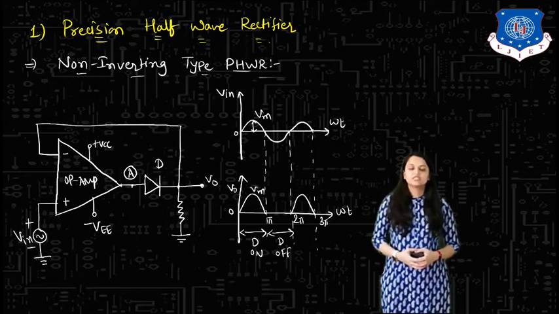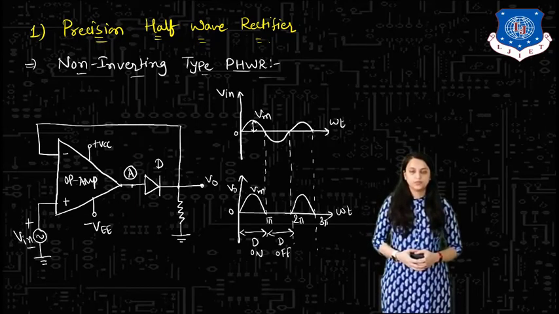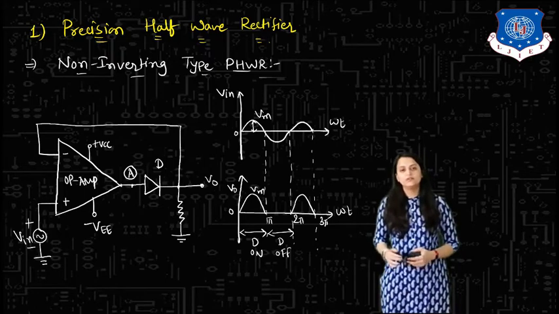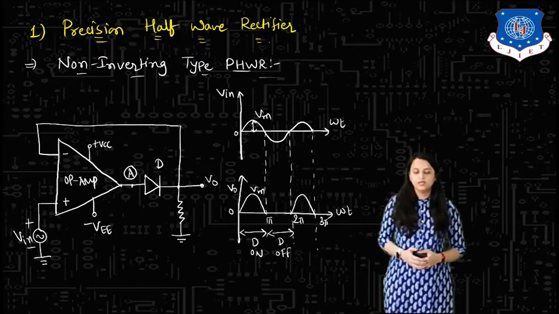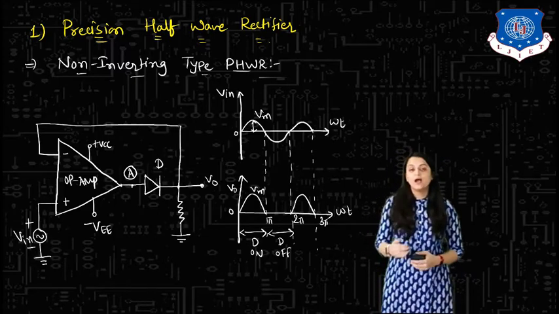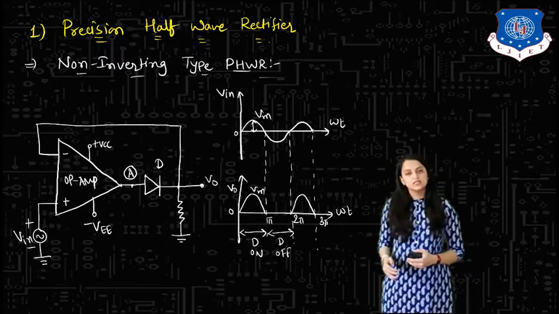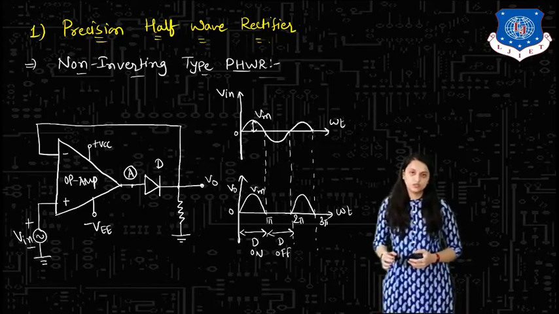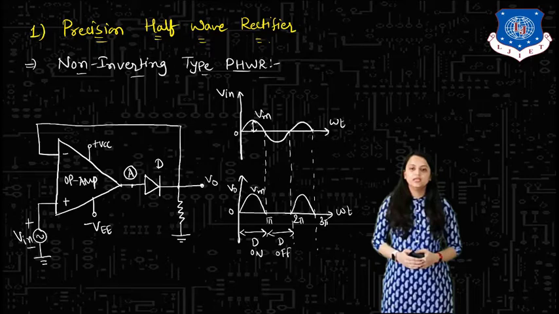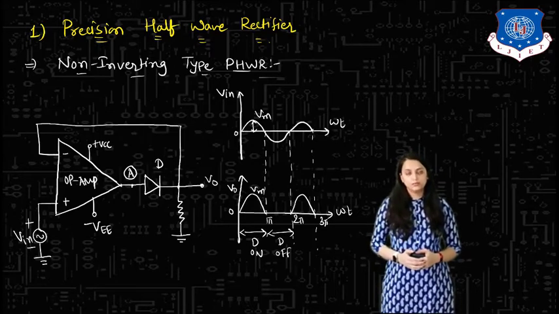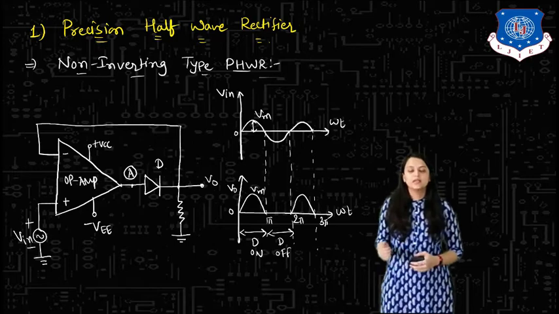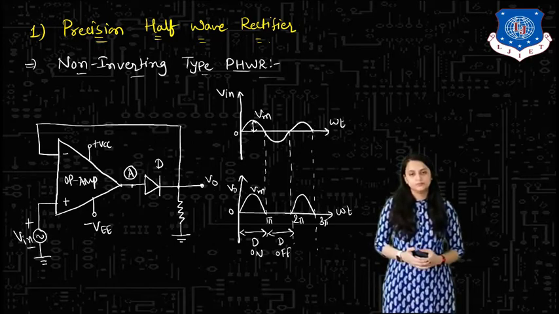So the first one is the precision half wave rectifier. Here is the circuit diagram of the non-inverting type precision half wave rectifier. In this circuit, as you can see, a diode is connected at the output side. This diode will act simply as a switch in on and off condition. Here the supply Vin is given to the non-inverting terminal of the op-amp, and feedback is given to the inverting terminal.